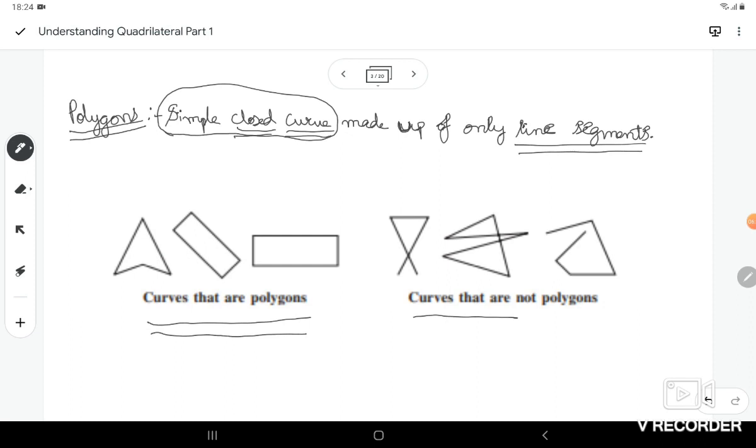And the other three figures, the curves that are not polygons, are these three. These three are curves because we have not lifted the pencil while drawing these, but there is some sort of retracing. So first of all, some of them are not closed curves, and though they are made up of line segments, they are not satisfying all the conditions that I have mentioned, so they are not polygons. Moving on to further.